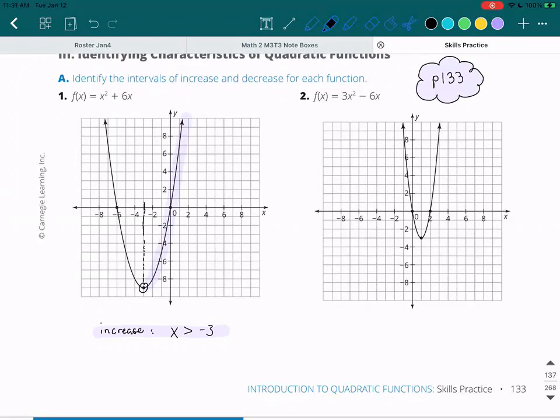Remember, we are talking about the domain, so we're only talking about x values. I don't want anybody to say -9. We're not talking about that. We are talking about the x values. Okay, then let's talk about the decrease.